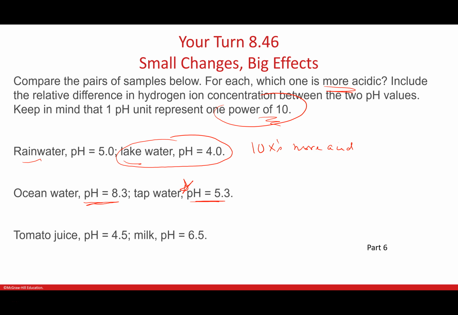So, Billy, how many pH units are there between 8.3 and 5.3? 3. There are 3 units. All right. So 3 pH units. So back to you, Taylor. 3 pH units. Each pH unit is a power of 10. So how many powers of 10 do we have, and what is that number?